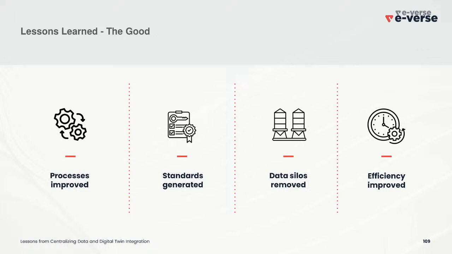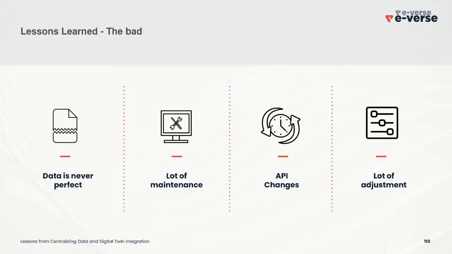So as listeners, and finalizing this webinar, we improved processes. These are the good things. We generated standards. All the data silos were removed, and efficiency was improved, not only on the construction side and planning side of the owner, but also on the operations of the company itself.